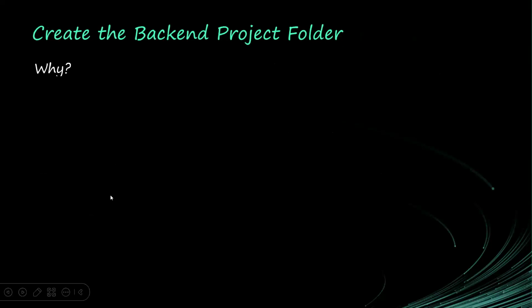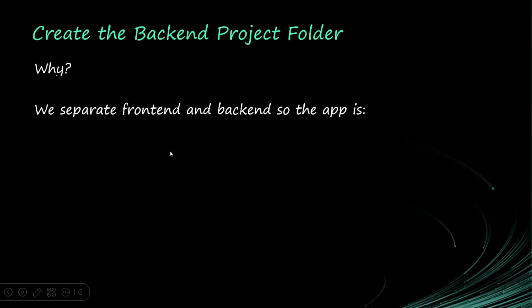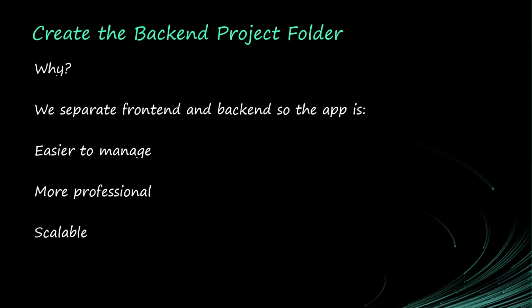So let us create the backend folder. We separate frontend from backend so that the application will be easier to manage. Whenever I want to do anything that has to do with frontend, I'll go to the frontend folder. If I want to do anything that has to do with the backend, I'll go to the backend folder. In short, most times the front end application is entirely different from the backend application, because sometimes the front end application might be built by a separate team and the backend application by another team. The backend would then have APIs that the front end can call. It is more professional and scalable.